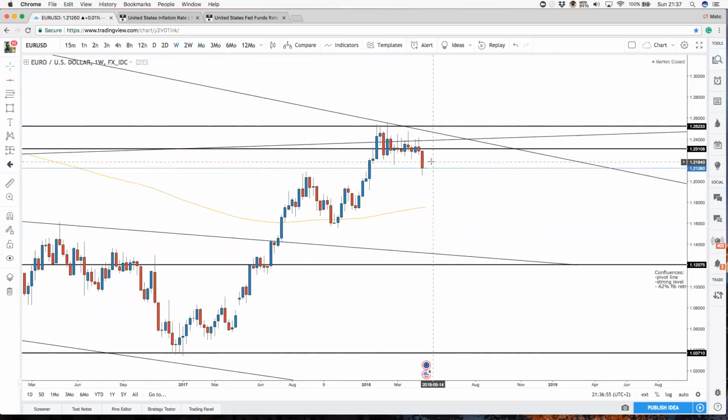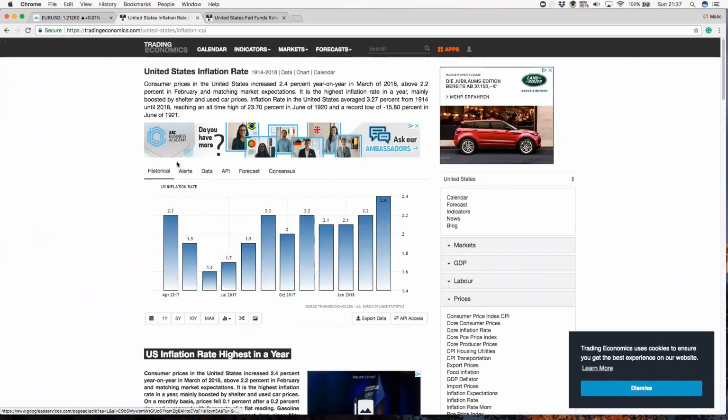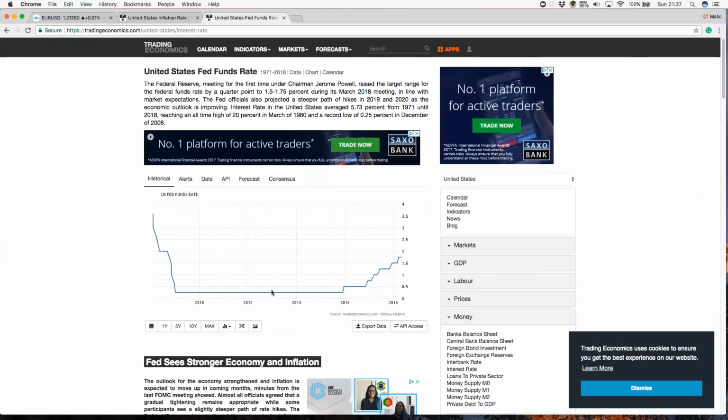To explain why we range so much here, we have to look at some fundamentals. If we look at the inflation rate, you can see that it is quite high right now, at 2.4%. What the Fed is trying to do is keep the inflation rate below but close to 2%. If inflation gets too high, then they have to start raising the interest rates. If we had a decade of low interest rates and then suddenly interest rates start to rise, of course that will create some panic.